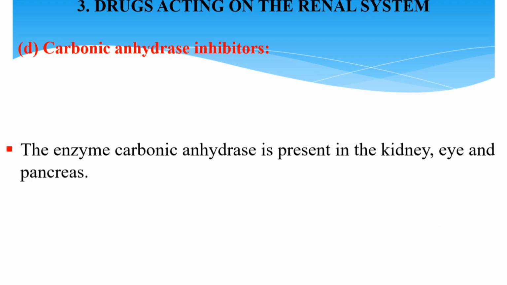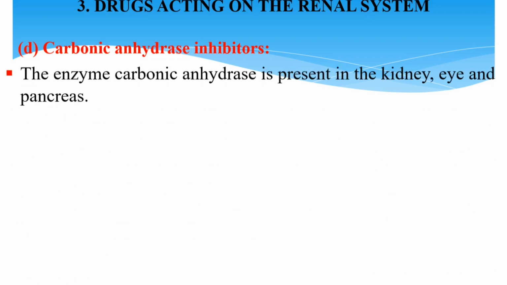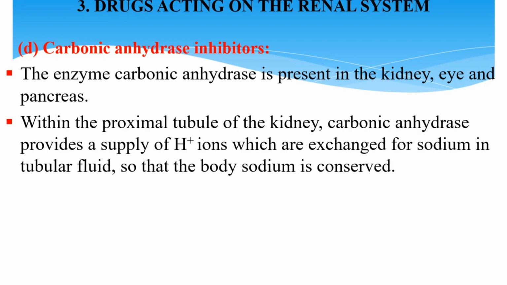Carbonic anhydrase inhibitors. The fourth category of diuretic drugs are carbonic anhydrase inhibitors. The enzyme carbonic anhydrase is present in the kidney. Earlier we said the hormone is secreted by the adrenal glands. This particular enzyme is present in the kidney, eye, and the pancreas. Within the proximal tubule, we have seen the distal tubule earlier, now we are speaking about the proximal tubule of the kidney. Carbonic anhydrase provides a supply of hydrogen ions, H+ ions. These ions are exchanged for sodium in tubular fluid so that the body sodium is conserved.